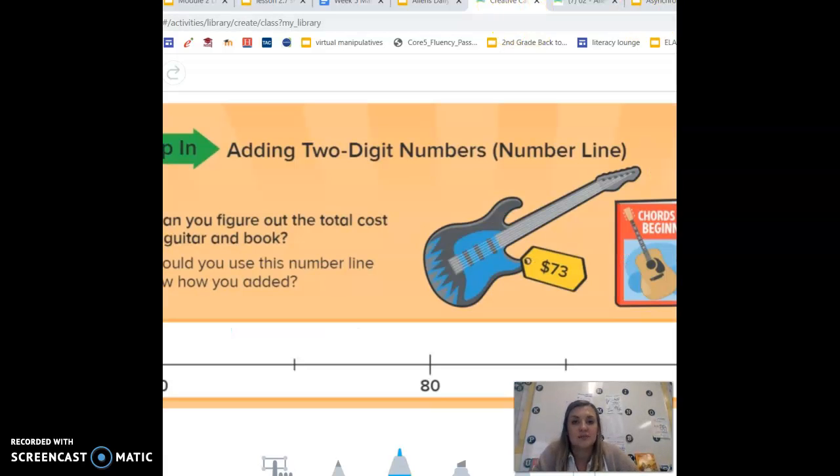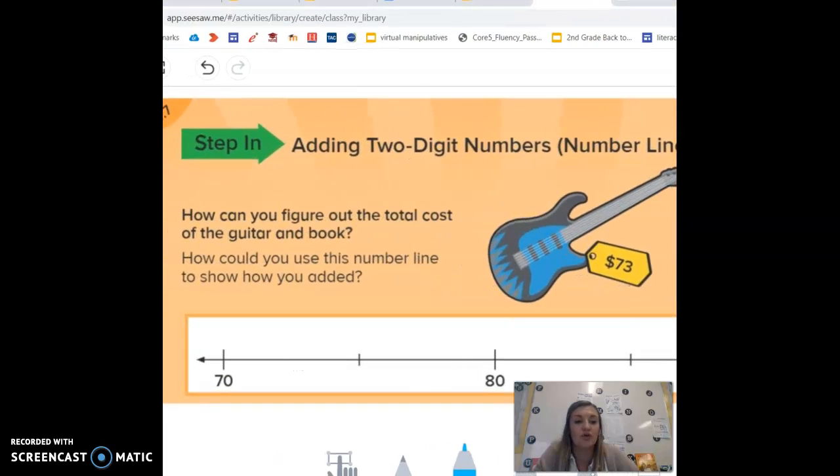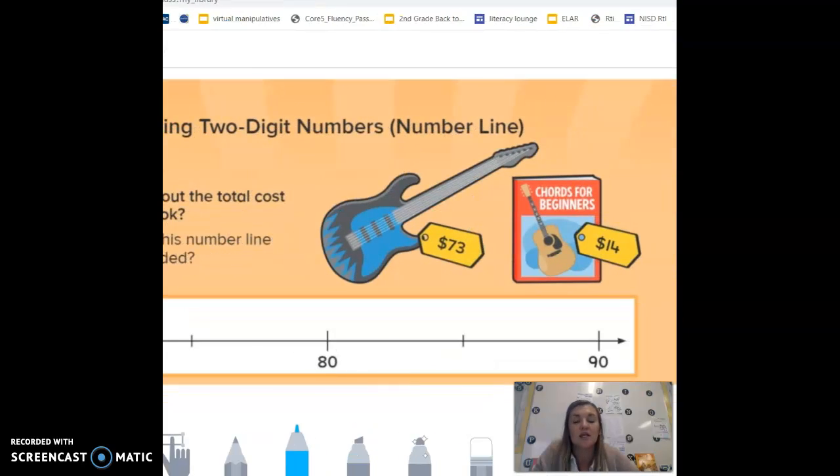So let's look at this problem together. It says, how can you figure out the total cost of the guitar and book? How could you show this? How could you use the number line to show how you added? So our guitar costs $73 and the book costs $14. If I want to find the total cost, I know I need to add. So I'm going to add 73 plus 14.